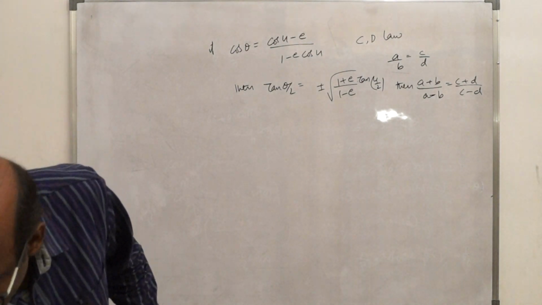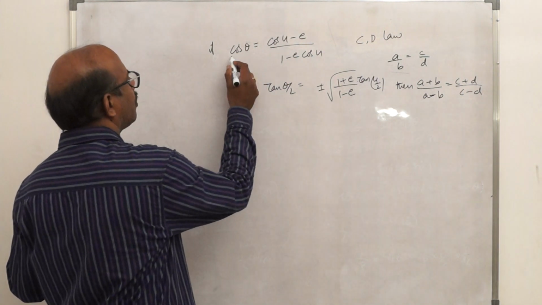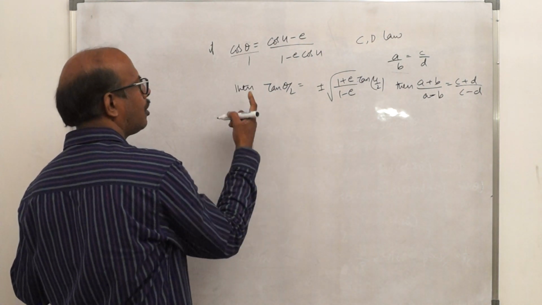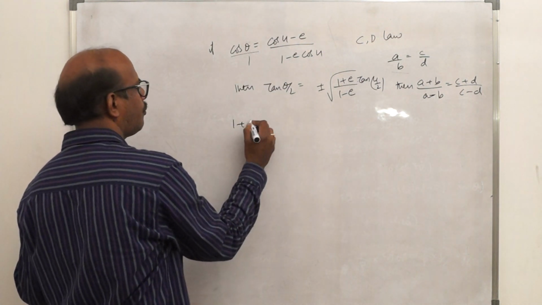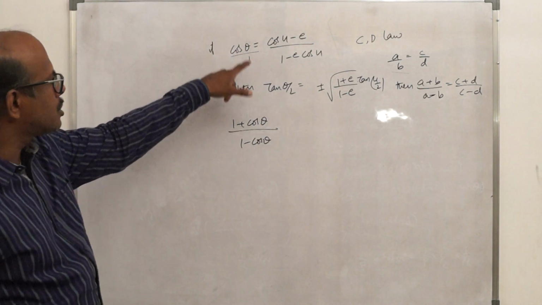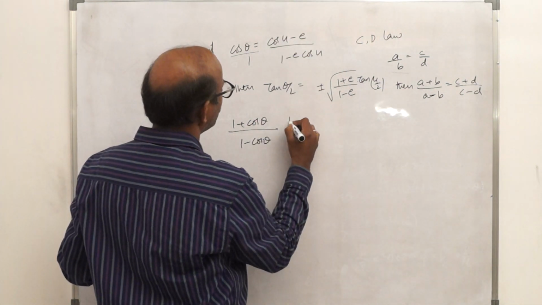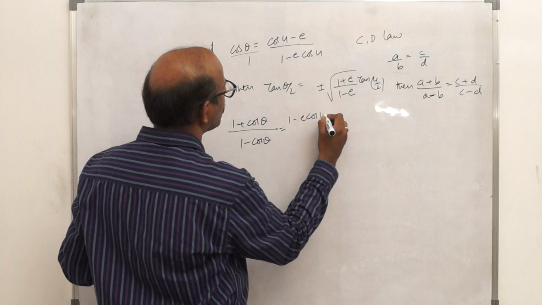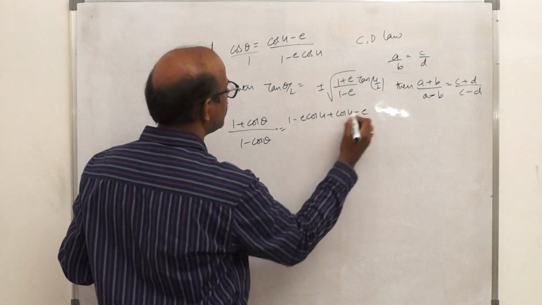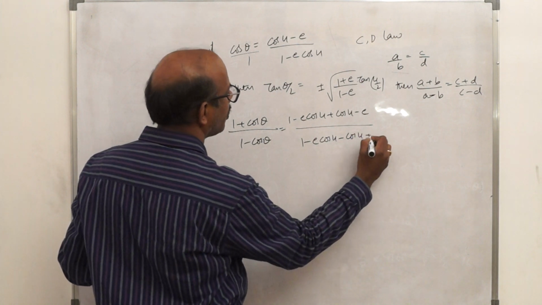Right, concentrate. Now I am going to cover a problem based on componendo dividendo. A by B equals C by D. Now if I operate like this, (1 plus cos θ) by (1 minus cos θ), denominator plus numerator by denominator minus numerator, equals this plus that, meaning 1 minus e cos u plus cos u minus e, over 1 minus e cos u minus cos u plus e.